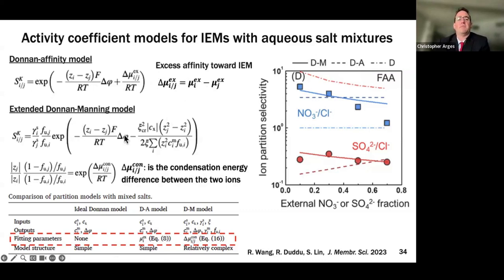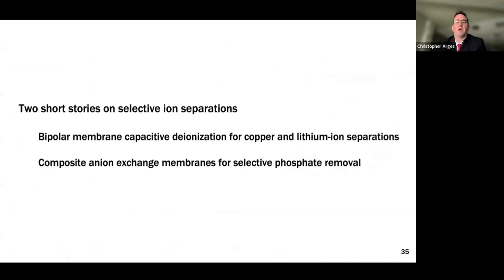This extended Donnan-Manning model, right? What you need to determine is the fraction of the uncondensed ions for ion J versus the uncondensed ions for ion I. And then you have to know this Manning parameter here. And so usually you'd have to determine this condensation energy difference value between the two ions experimentally. And then this model tends to work, but this is a relatively more complex approach. But it does seem like a lot of progress is being made in the area. So it's quite exciting.